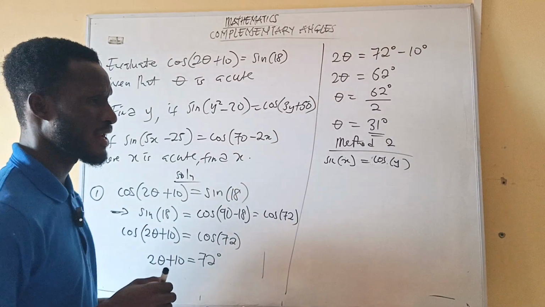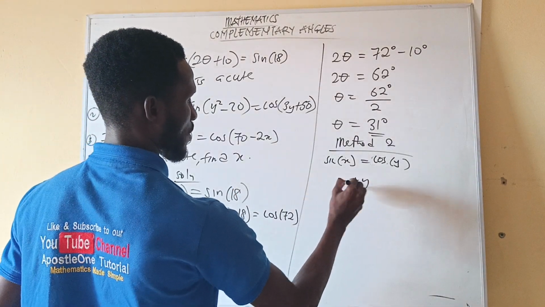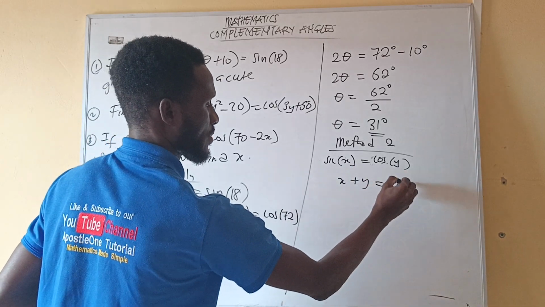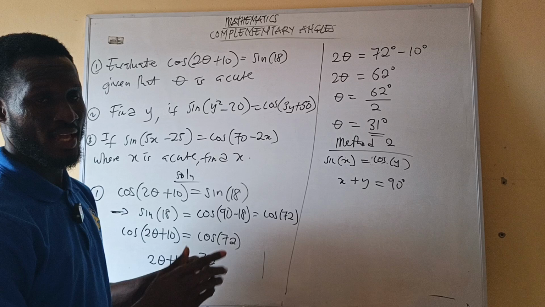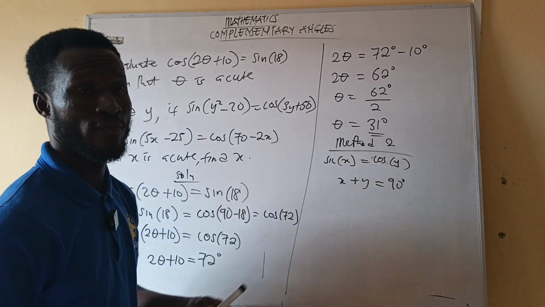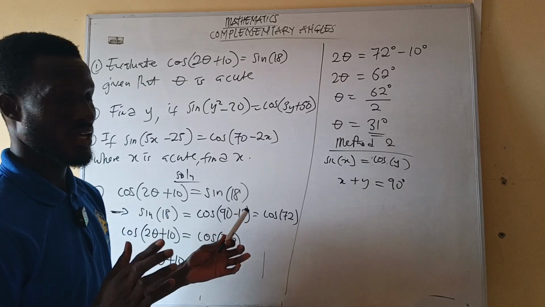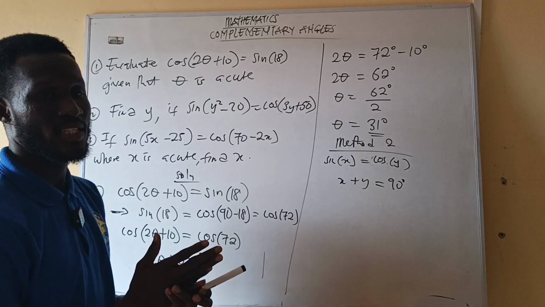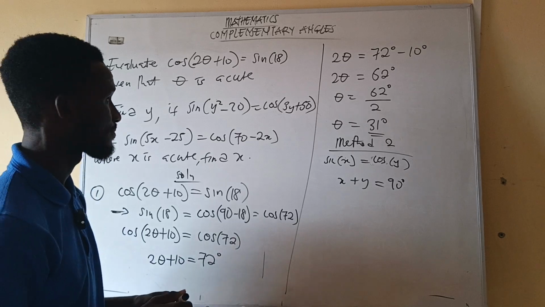And then you remember that the angle of x plus the angle of y was what? 90 degrees, because they are acute and they are complementary angles. So the angle of the sine and the angle of the cosine, because they are acute, they are complementary angles. When you add this, it will give us what? 90 degrees. I'm going to apply this particular strategy.